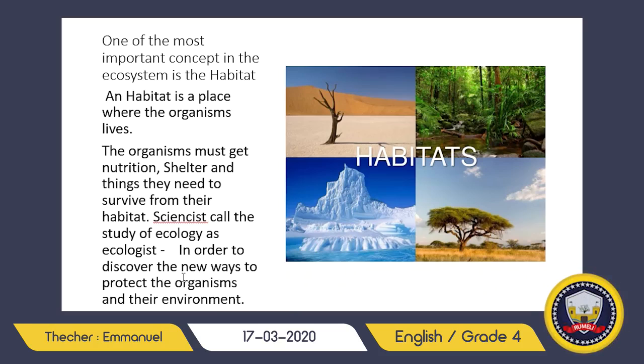So, we all need to protect the organisms and their environment because most of us get our food from plants and animals. So definitely it has to be protected, because if the soil, the plants, and the animals are not being protected, we will not survive. We human beings will not survive because we need plants to survive. We need animals to survive. So the study of ecology is known as ecologists.